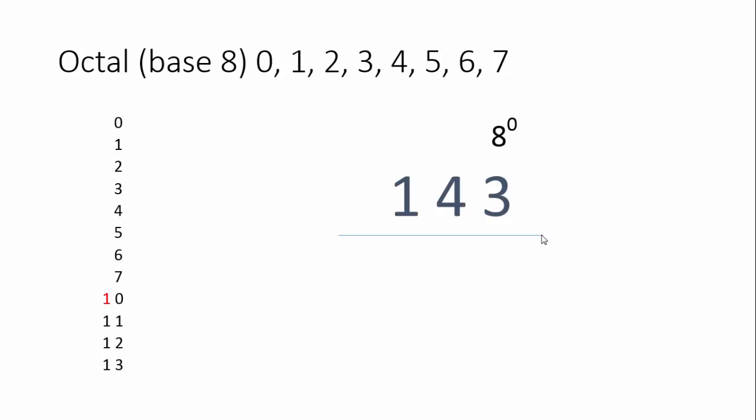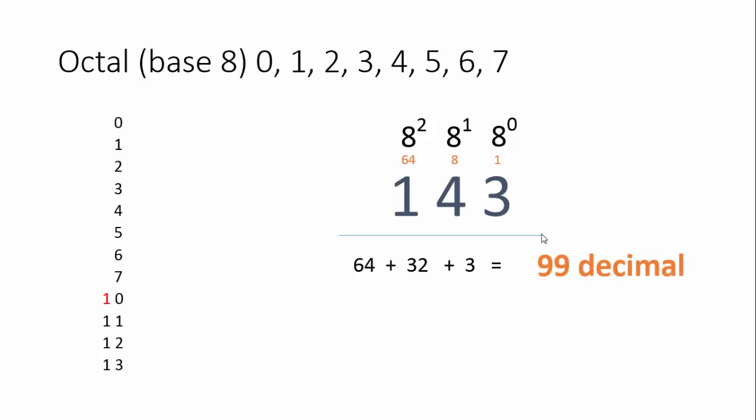Let's look at this octal number and convert it to decimal. This is the 8 to the 0 column, the 8 to the 1 column, and the 8 to the 2 column. So the first column is our 1's column, and then we have our 8's column, and then we have our 64 column. So to convert this number to decimal, I have 1 64 plus 4 8's, which is 32, plus 3 1's, which is 3, for a total of 99 decimal. So in octal, the number 143 is 99 decimal.